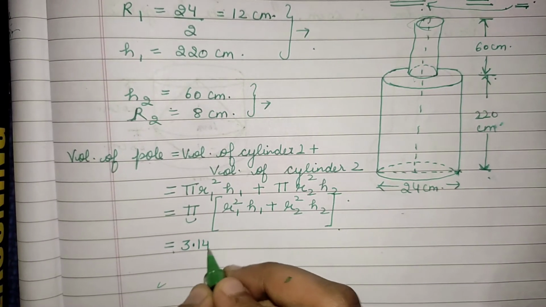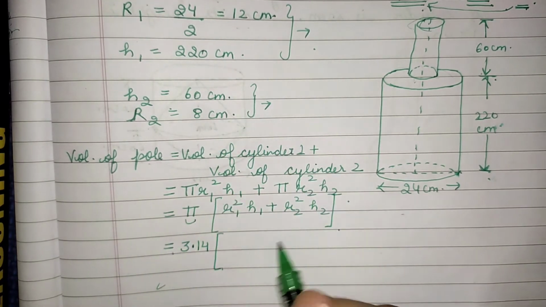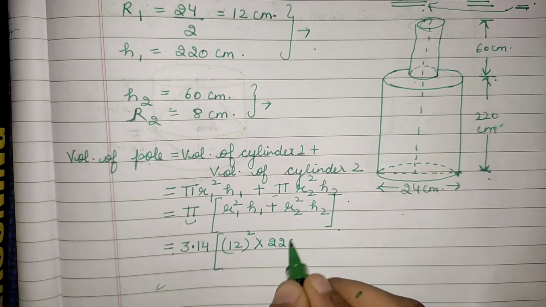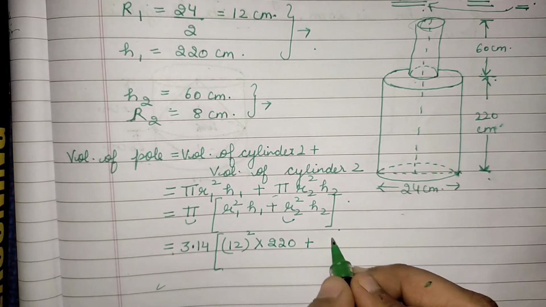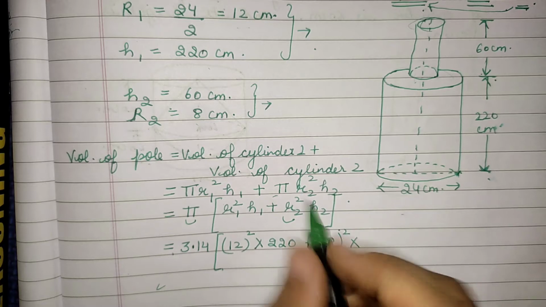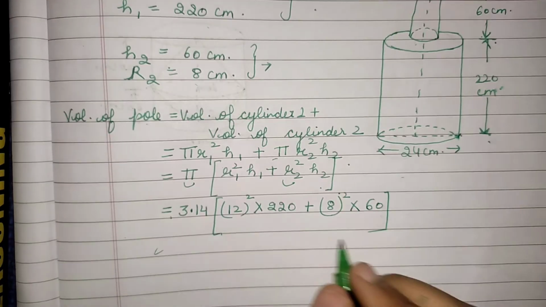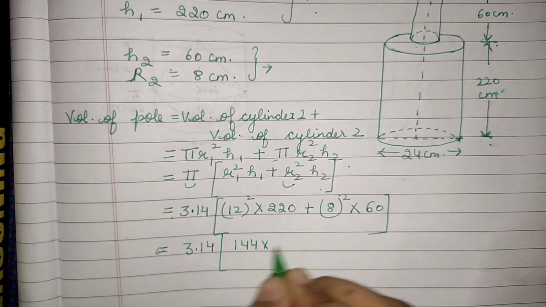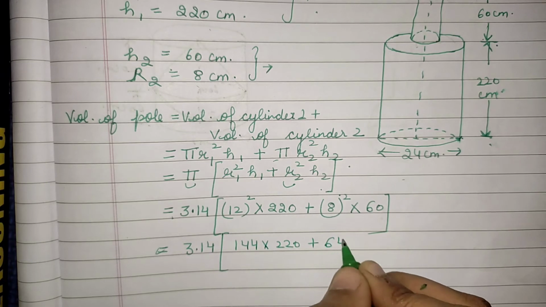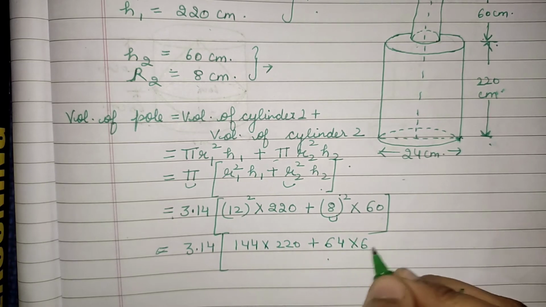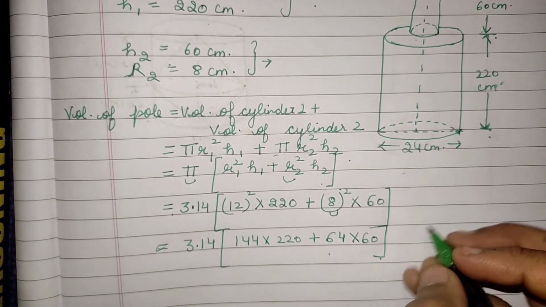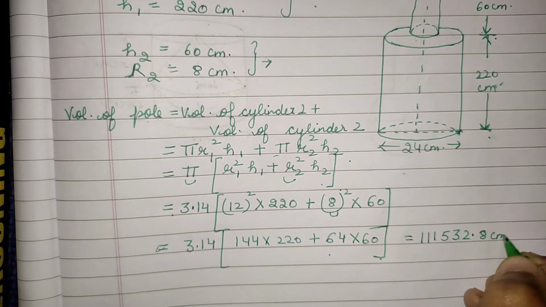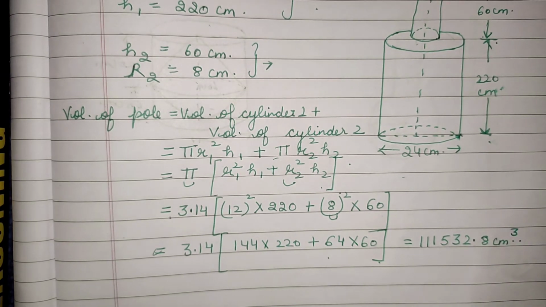It will be 3.14 into r1, which is 12 square, into h1, which is 220, plus r2, which is 8 square, into h2, which is 60. So my answer will be 3.14 into 144 into 220 plus 64, since 8 square is 64, into 60. So my answer will be 11532.8 centimeter cube. Okay, understood?